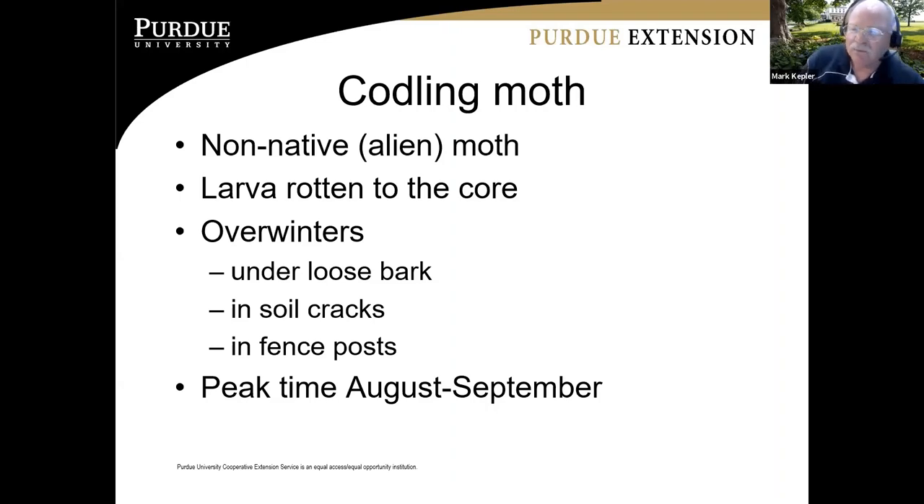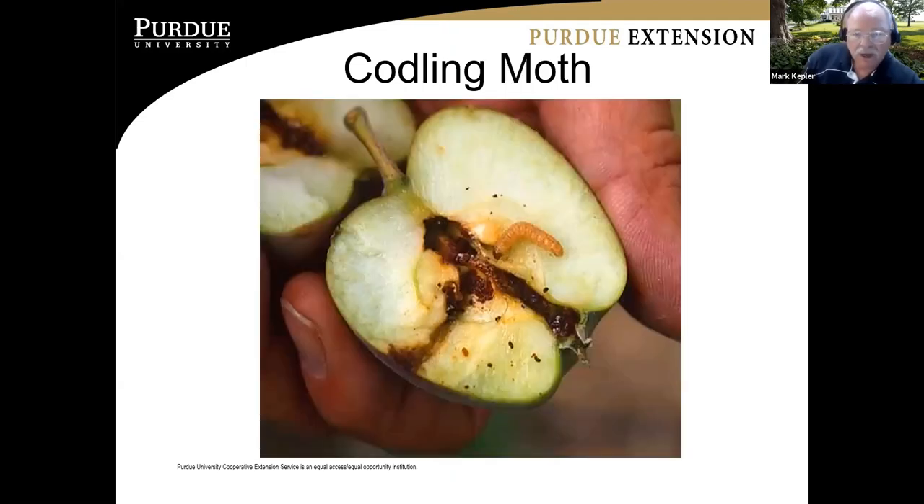So this codling moth larva is in that apple, and it's in the core of that apple. It burrows in the side and into the core, and I'll show you a picture in a minute. It spends the winter under loose bark around the tree and cracks in the soil and fence posts in the area. It comes on late in the year, and that's why we see it in that apple. And this is what it looks like, and we've seen it before. We've all seen it. That's a codling moth. See how it's come out the side, burrowed down the center? That's exactly what we normally find.